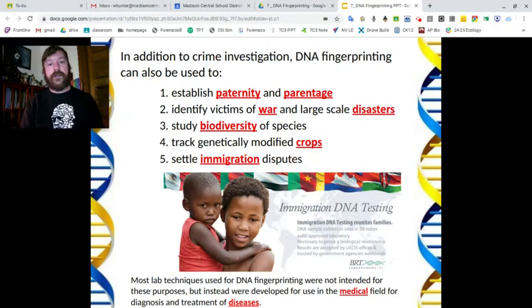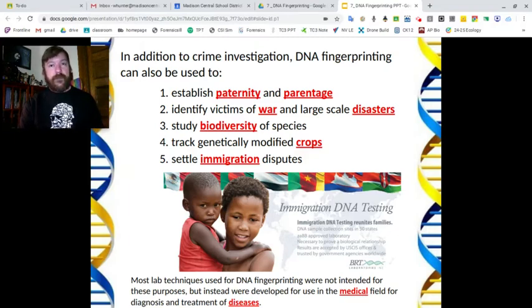There are a couple other things here. Victims of war, because sometimes all you have is fragments of people, unfortunately. As a result, you can do DNA testing to determine family relationships with these people. Large-scale disasters, DNA evidence is really important. Biodiversity in terms of biology, ecology, and genetically modified crop usage. And then sometimes immigration disputes where families are being separated, and a lot of times that is hard to track. But if you use DNA, you could get the kids back with their biological parents.